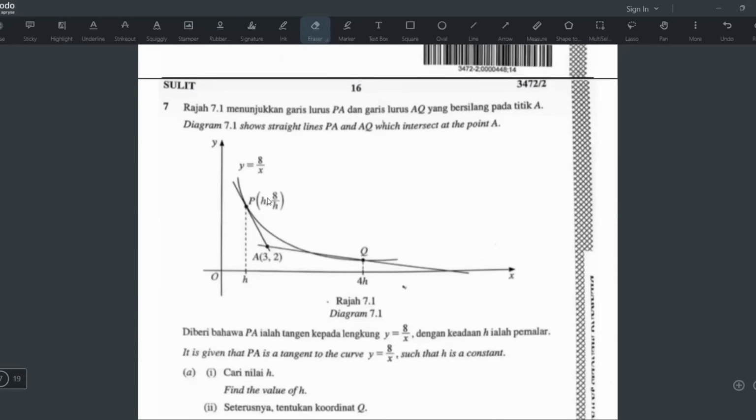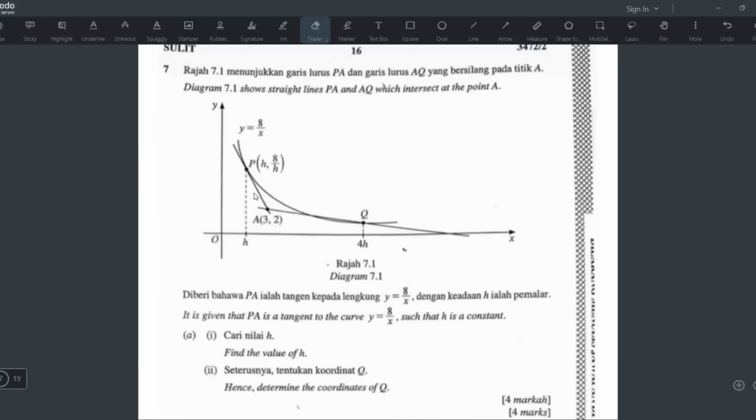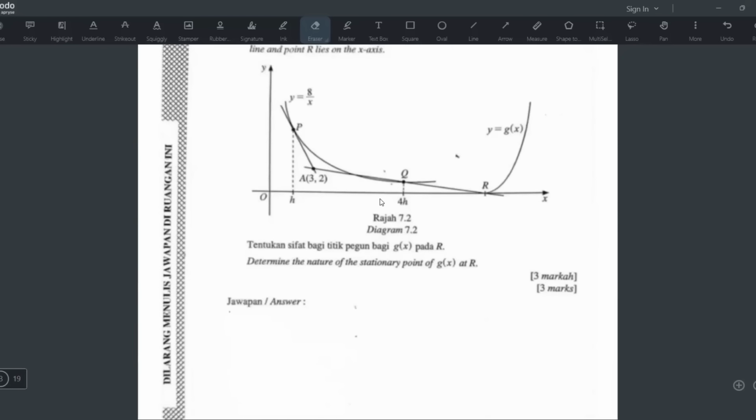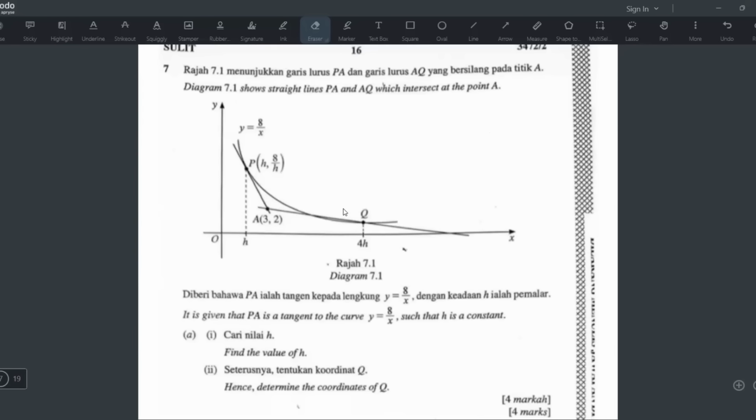Now let's move on to the last question in section A, question number 7. We have a very complex diagram here, and I want to know the chapter first. Let's look at B. Stationary, differentiation. Confirm. It's Form 5 chapter 2 in the KSSM syllabus; back then it used to be Form 4 chapter 9 in the KBSM syllabus. Sometimes they will mix this with the integration chapter, to make it difficult.